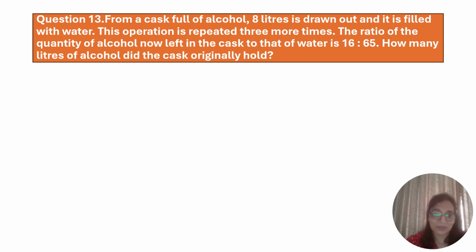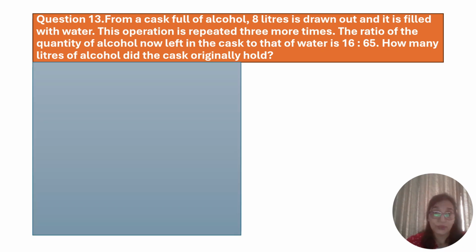Let's see question number 13. From a cask full of alcohol, 8 liters is drawn out and is filled with water. This operation is repeated 3 more times. The ratio of the quantity of alcohol now left in the cask to that of water is 16:65. How many liters of alcohol did the cask originally hold?